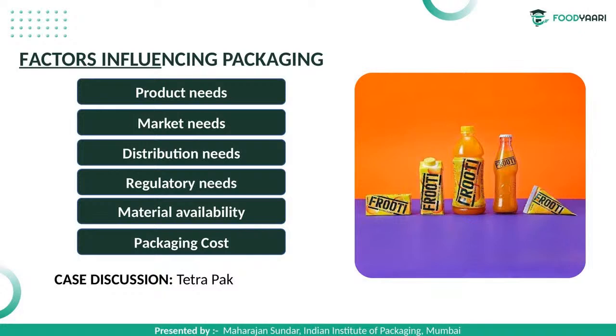There it also affects the packaging cost, because the regulatory needs, the material availability, and the packaging costs go hand in hand. Whatever the product needs, whatever the market needs, whatever the distribution needs, the regulatory needs, material availability, and packaging cost play a very important role, because if the material is not available, it will directly affect the revenue of the company.